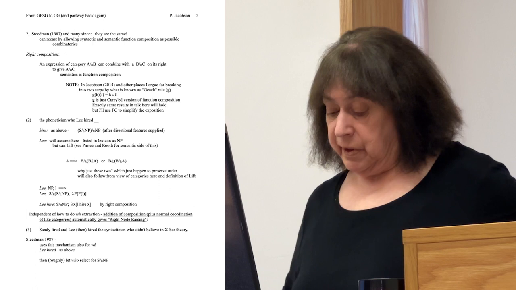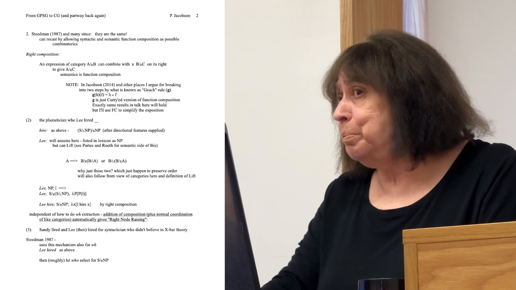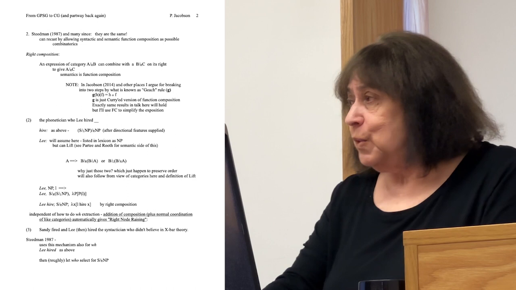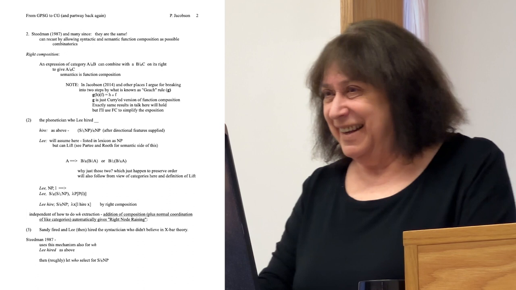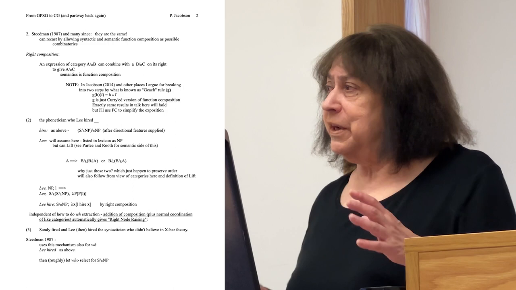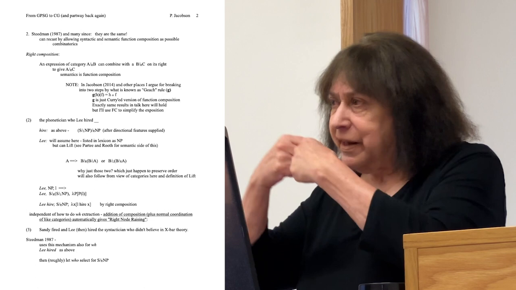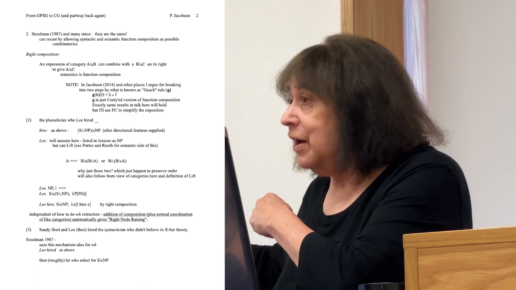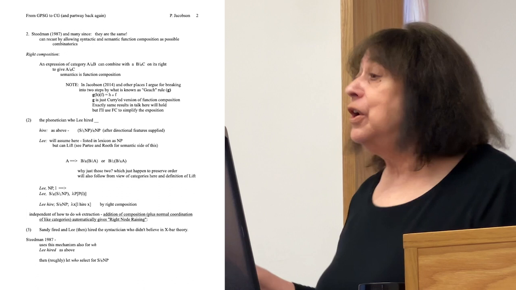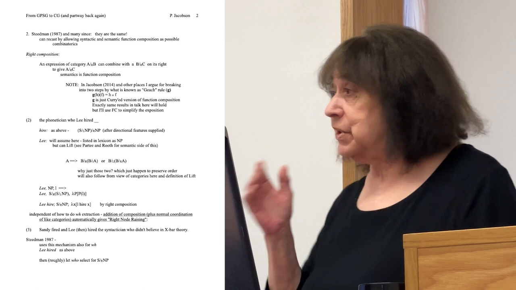Footnote, in my textbook in 2014 and various other places, I actually adopt this basic idea, but I've argued for breaking it down into two steps. One is called the B rule, or the G rule, or division, which is really nothing more than a curried version of the function composition operator. Instead of directly composing, it takes something and maps it into another function that, when it applies to something else, gives you what you would have gotten if those two had composed. I think that's right, but that will have no effect on anything I'm saying today. Everything will translate right over into that view, so I'm going to use function composition just because it's expositorily simpler.